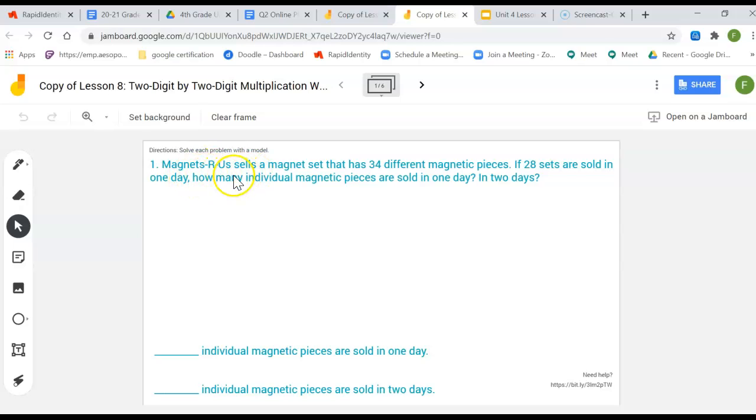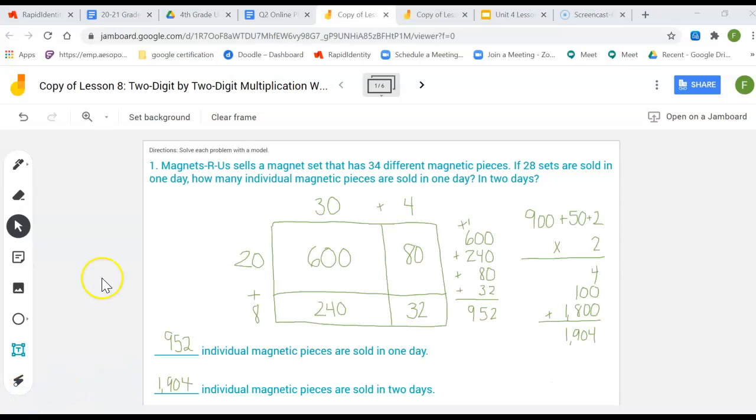First one: Magnets R Us sells a magnet set that has 34 different magnetic pieces. If 28 sets are sold in one day, how many individual magnetic pieces are sold in one day, in 2 days? And down here is a place for you to put your specific answers. For the first one, I've actually gone ahead and done it for you. The multiplication problem for the first part is 34 times 28, and I used the area model to solve that one. You have to break apart both of those numbers, so decomposing both of those numbers.